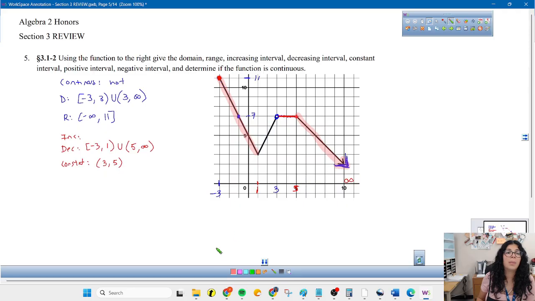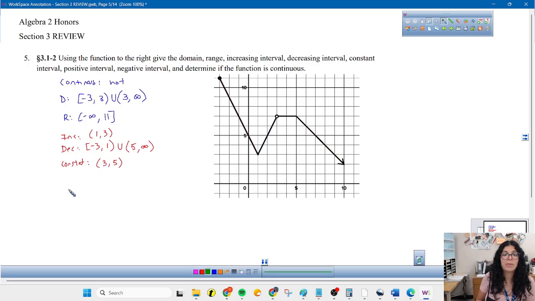Last part is the increasing. Increasing is the part of the graph that goes up from left to right, which would be this piece right here. That starts at x value 1, ends at x value 3. So between 1 and 3, it is increasing.